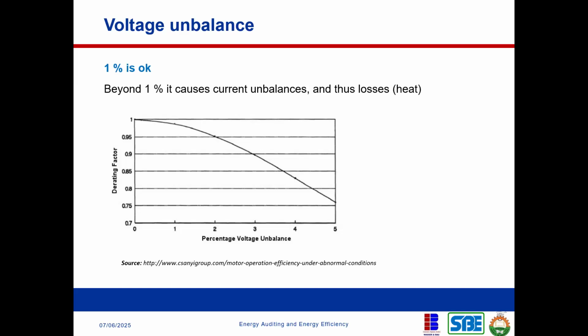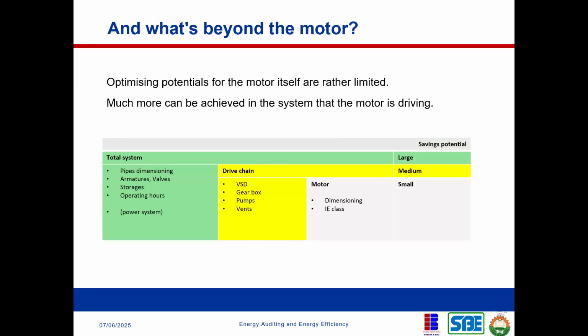So, I talked about voltage imbalance in our previous class. And here is more like a standard: if your voltage imbalance is within 1%, it is okay. But if it goes beyond that 1%, it causes current unbalance and thus losses in terms of heat. I think I've explained this already.